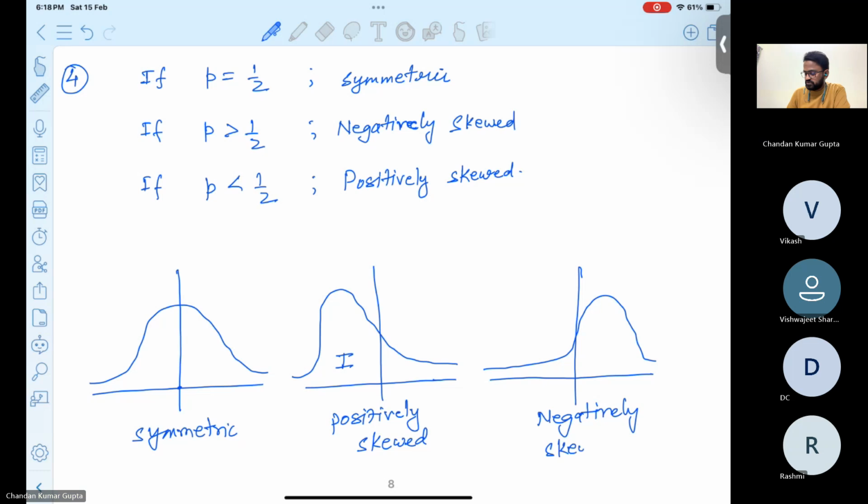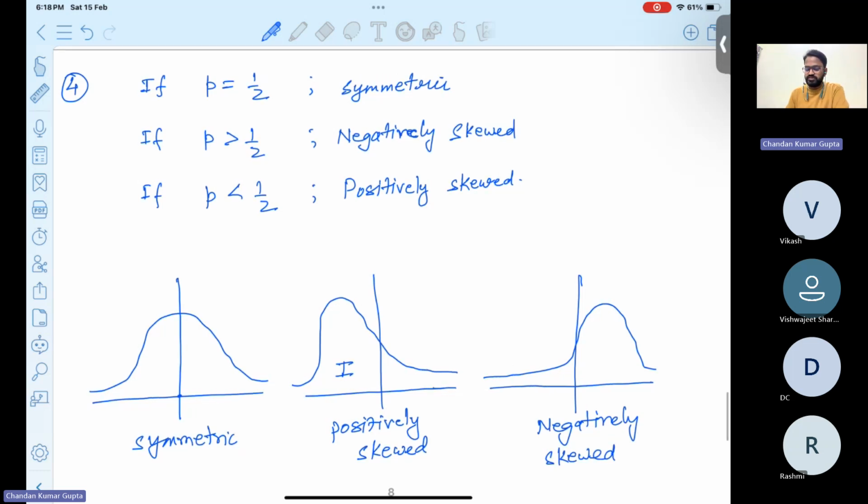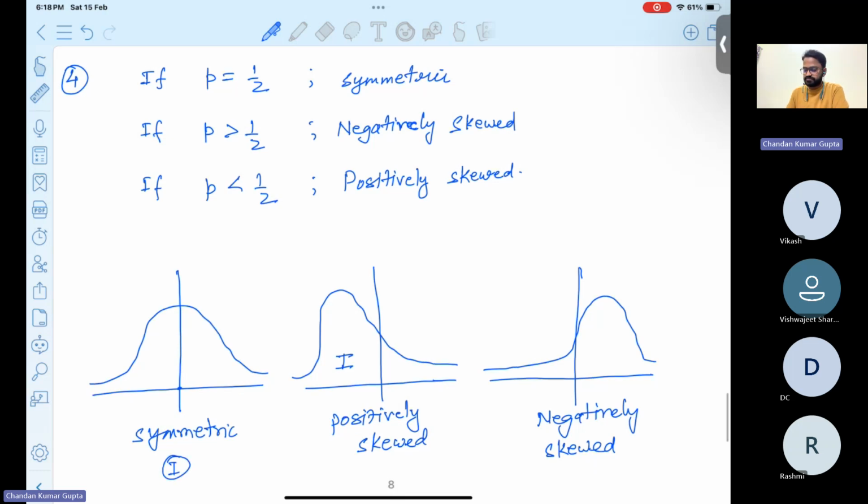So in general, we normally see the binomial distribution is positively skewed, but for some values of p, it may be negatively skewed as well. And for sufficiently large n and p equal to half, it is symmetrical in nature, and we get the first curve. So these are the properties of the binomial distribution.